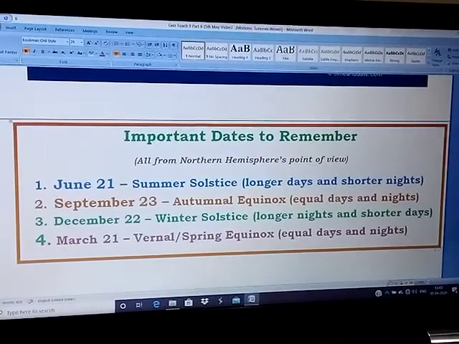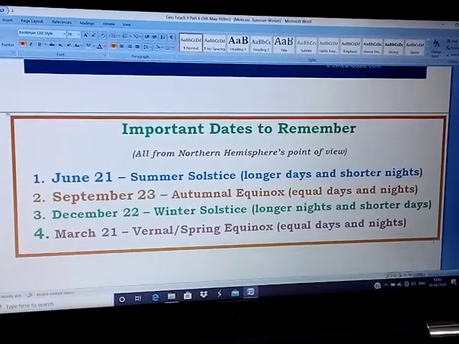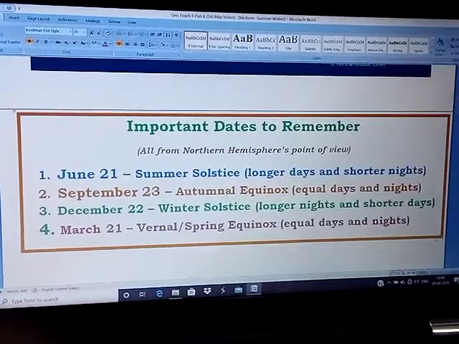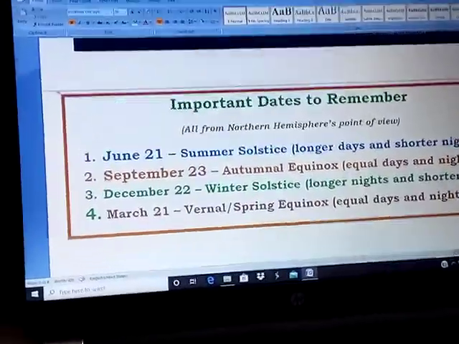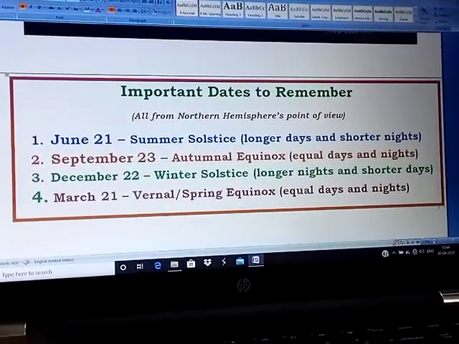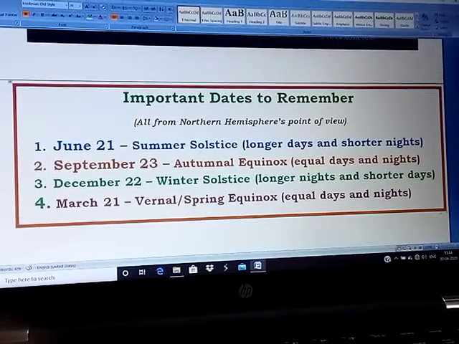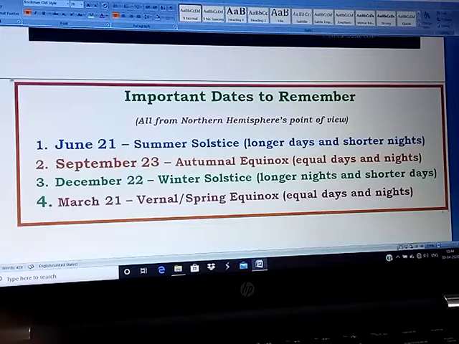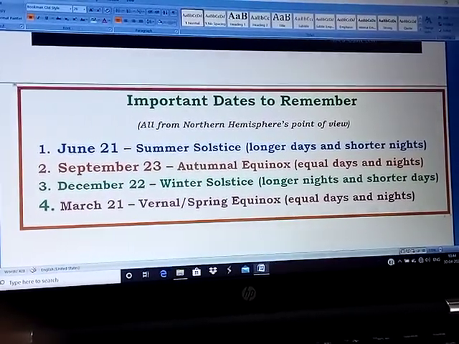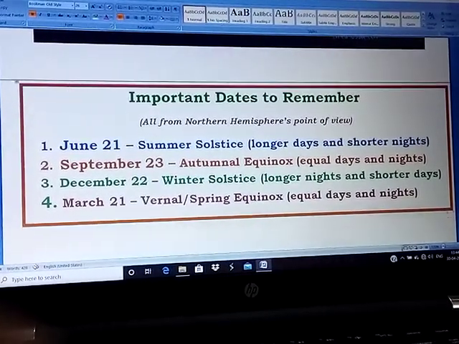Now let's see some important dates that all of us need to remember. This is all from the northern hemisphere's point of view. These dates will be just the opposite if you take them from the southern hemisphere's point of view. June 21st is the summer solstice in the northern hemisphere, when we have longer days and shorter nights. In fact, on June 21st, we are supposed to have the longest day and the shortest night geographically.